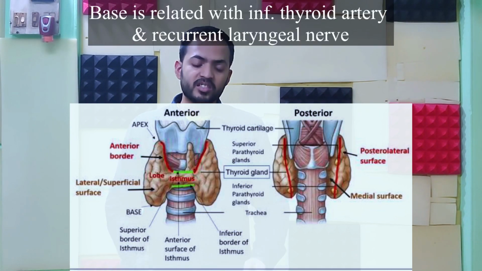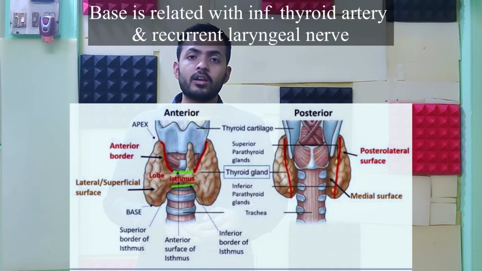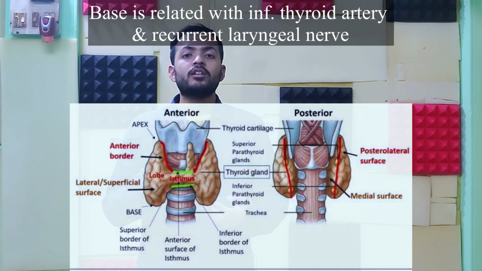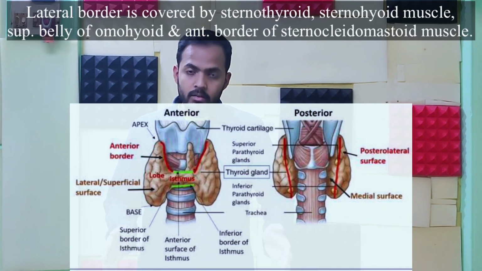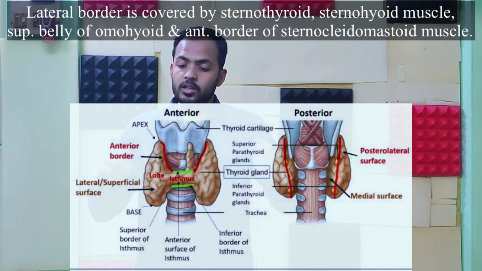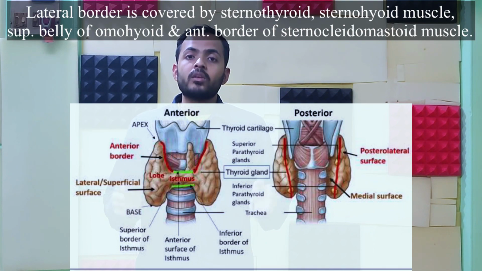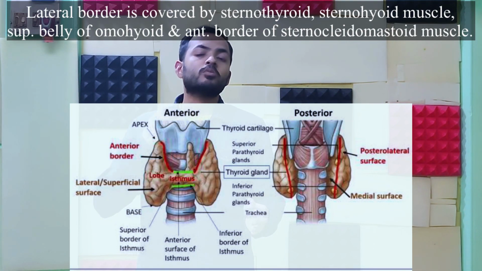As I said, the base extends up to the fourth or fifth tracheal ring. It is related with the inferior thyroid artery and recurrent laryngeal nerve. The lateral border of this thyroid gland is covered by the sternothyroid muscle, the superior belly of omohyoid muscle, and the anterior border of the sternocleidomastoid muscle.